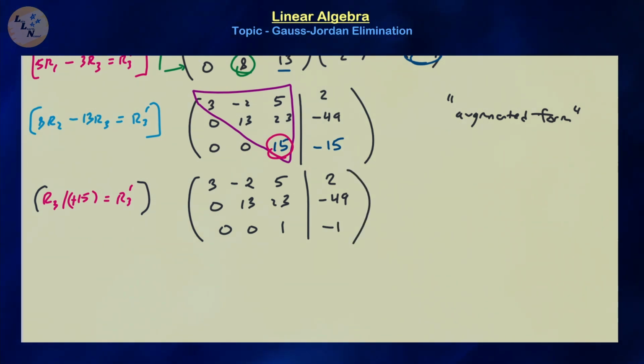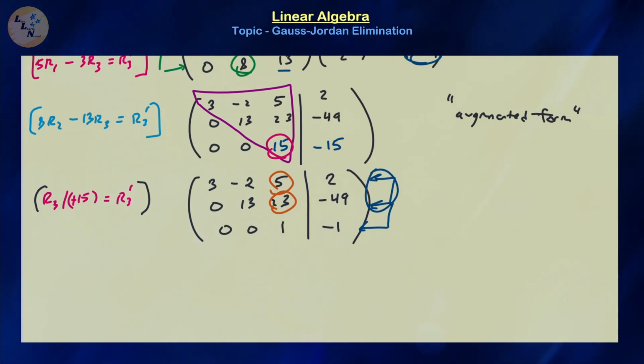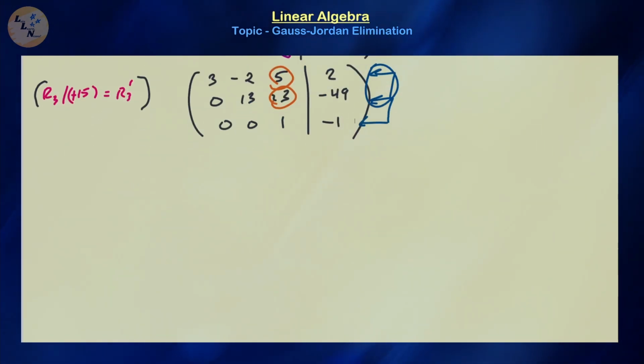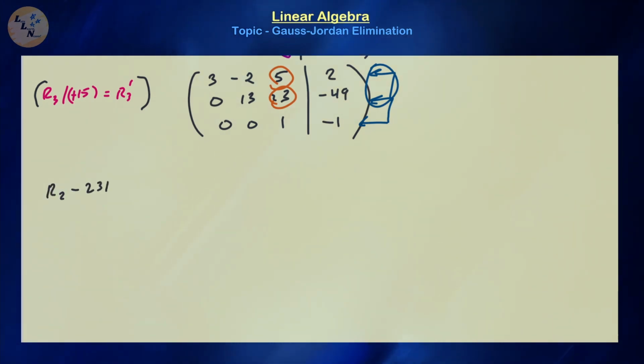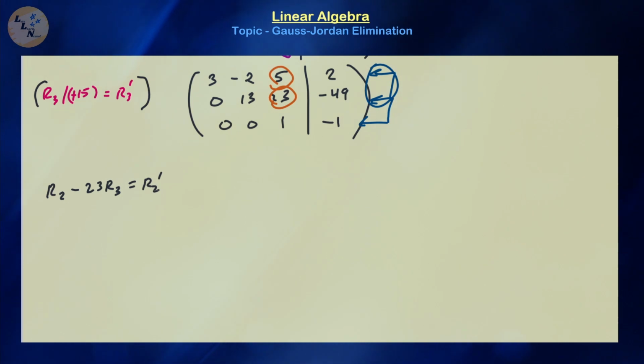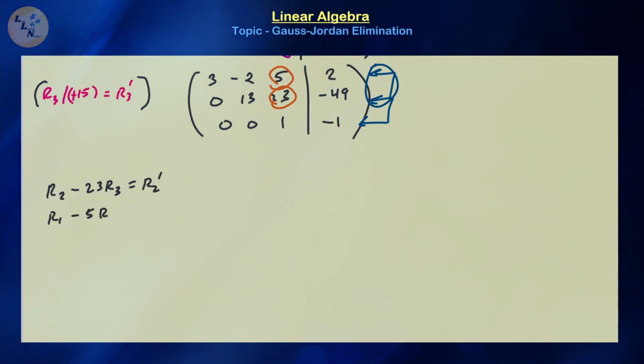Now that we have our upper triangular system, our goal is to focus on these entries. So I'm going to be using row 3 in addition to row 2 and row 1. These are going to be the ones that are changing. Row 3 is going to remain fixed. So how am I going to do that? Well, what I can do is row 2 minus 23 times row 3, and I'm going to call this my new row 2. And I'm going to do row 1 minus 5 row 3, and that's going to be our new row 1.